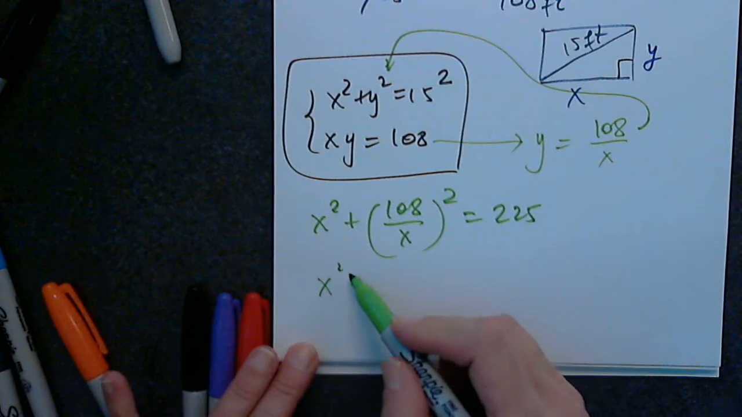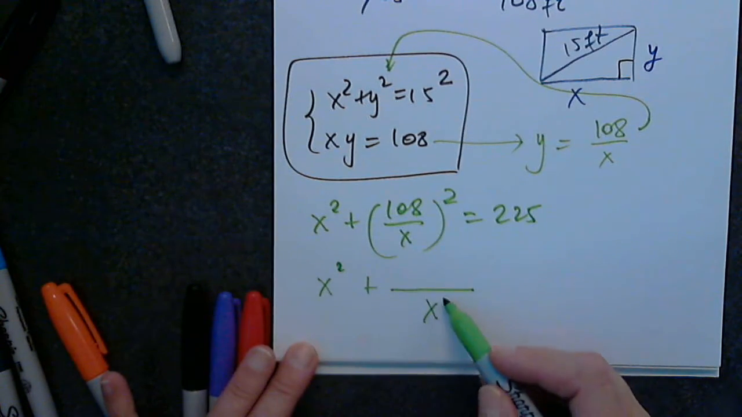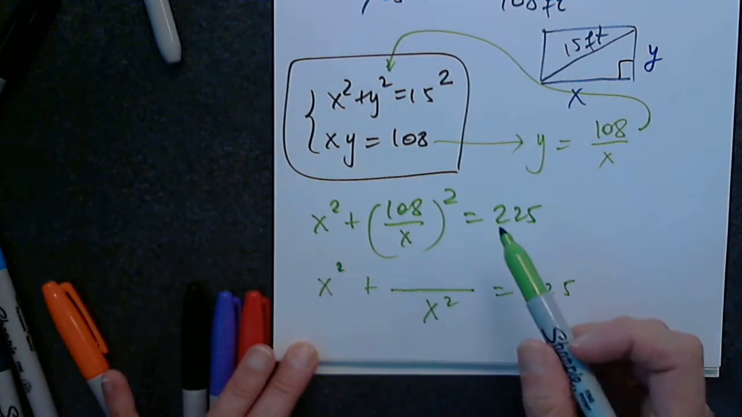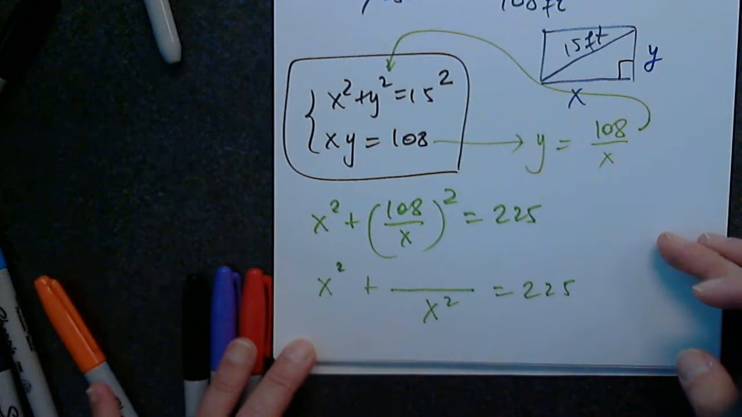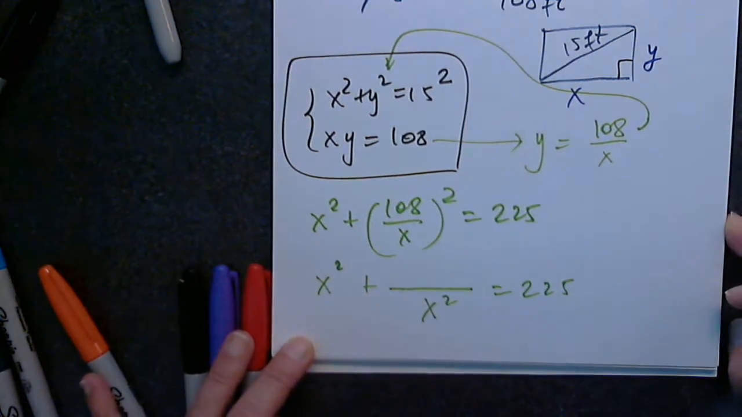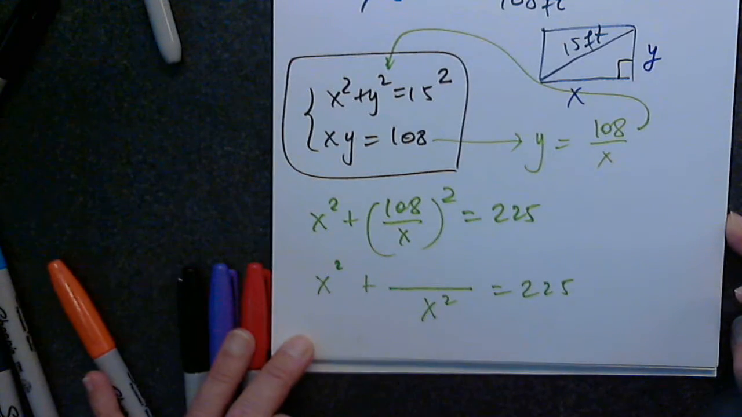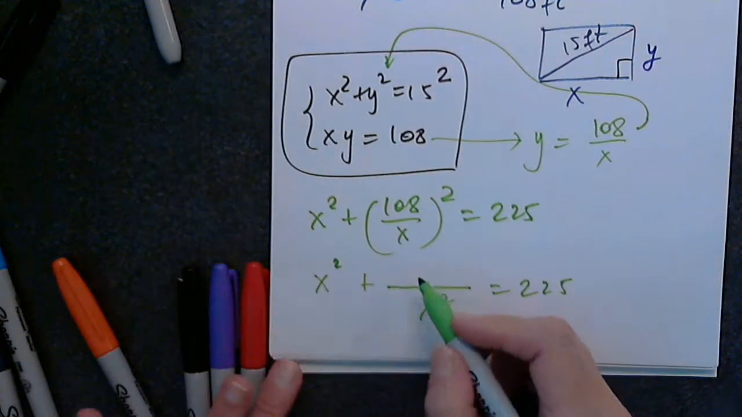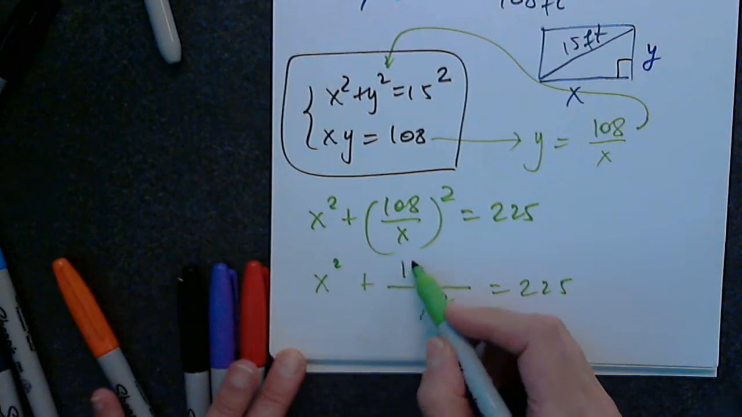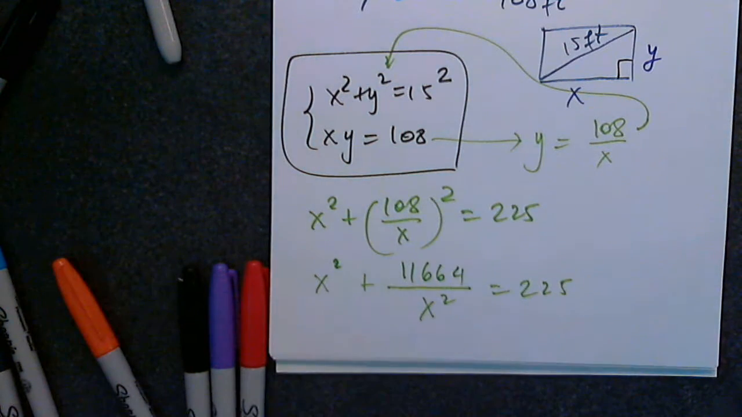So then x squared plus, so how much did you get, Heather? 225. No, in 108 squared. Oh, I don't know. I didn't do that part. Oh, I thought you already did. No. A lot. 11,664. Like this? Yep. Perfect.